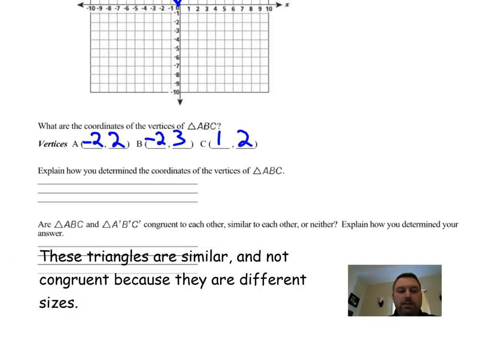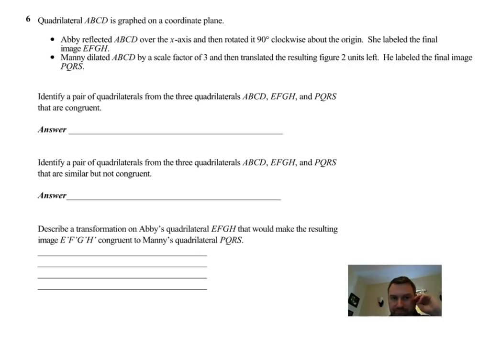And then lastly, a good amount of you did okay on this. This one was a little tougher because you didn't need graph paper for this. You absolutely could use graph paper, but you didn't need it. So let's just read this. It says quadrilateral ABCD is graphed on a coordinate plane.